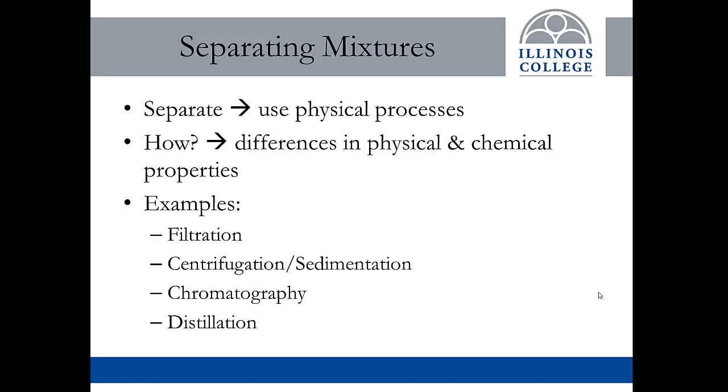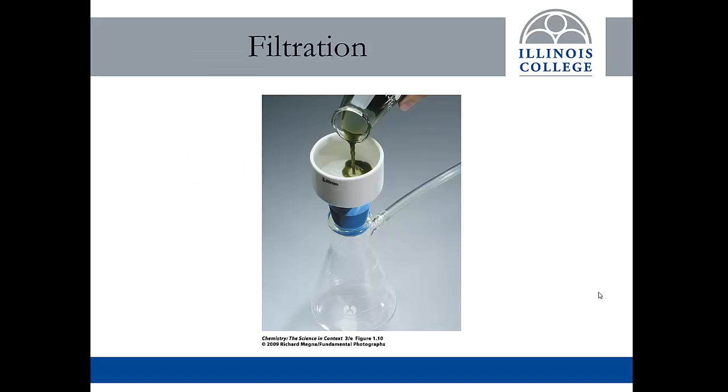So some examples of these ways of separating things: filtration, centrifugation, which involves a process called sedimentation, which takes place naturally. That's how we get sedimentary soils, for example, sedimentary rocks. Chromatography is a very important modern method for separating things, and distillation has a very long history in the brewing industry, but it's important for separating liquid mixtures as well. So let's look at some of these.